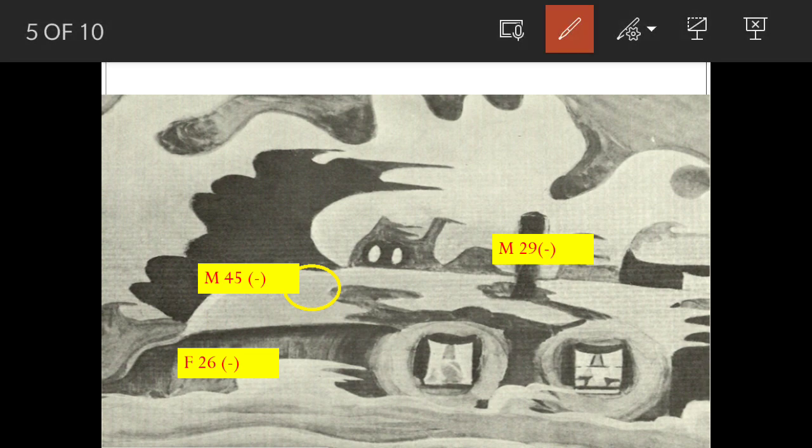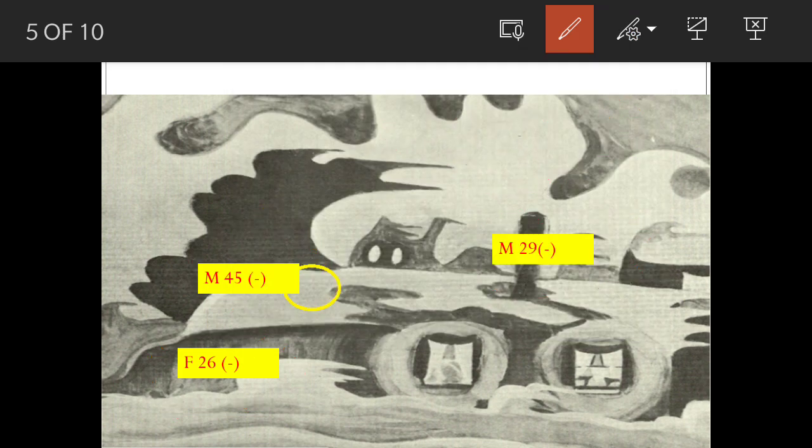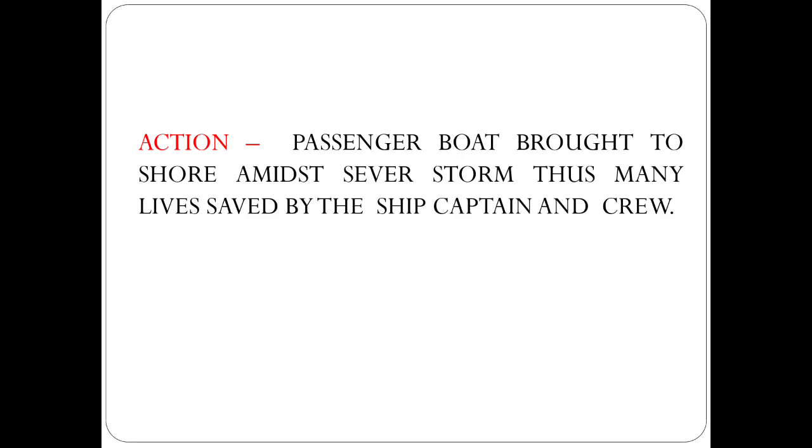Now in this picture I assumed a few characters. One is the captain of the ship or the boat, M45, in a negative mood, and I marked him with a circle, he's my hero. Then there's a technician, F26, in a negative mood, and another co-pilot, M29, in a negative mood. Besides these assumptions, I also assume that there are 20 passengers in the boat, and in the surroundings I have added a seashore and so on. So this is how I added my stimulus to make the story. You can have your own views.